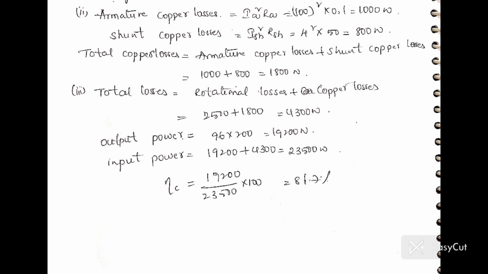Step 7. Commercial efficiency equals output by input into 100. That is, 19,200 by 23,500 times 100. This gives us 81.7%. Final answers. Recap: generated EMF equals 210 volts. Total copper loss equals 1,800 watts. Commercial efficiency is 81.7%.